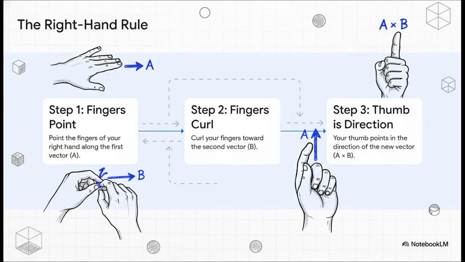I know this can sound a little abstract, so let's actually try it. Go ahead, get your right hand ready. Step 1, point your fingers in the direction of that first vector, A. Step 2, curl your fingers toward the second vector, B, taking the shortest path. And step 3, your thumb is now pointing in the exact direction of the new vector, A cross B. It's a cool little physical trick to solve a 3D problem.